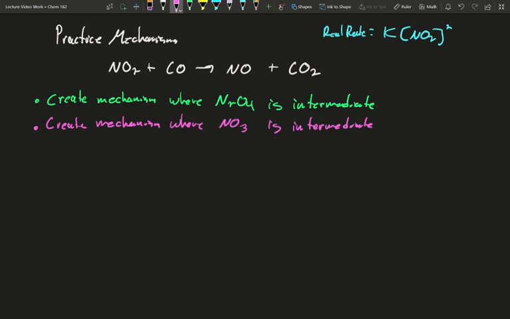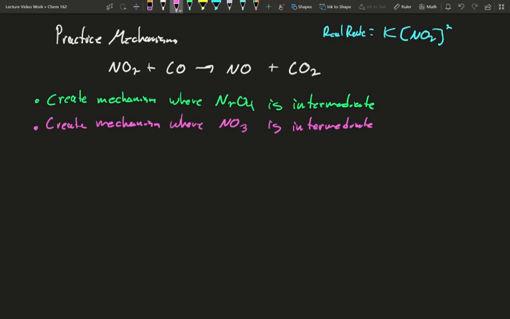In this video, we're going to practice just designing a mechanism. So here you have a reaction: NO2 plus carbon monoxide becomes NO and CO2. Effectively, an oxygen's transferring from one molecule to the other. Well, the real rate, when experimentally determined, is constant times concentration of NO2 squared.